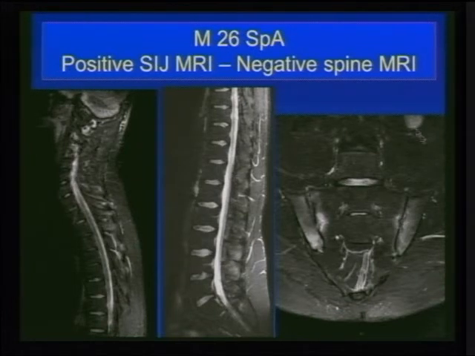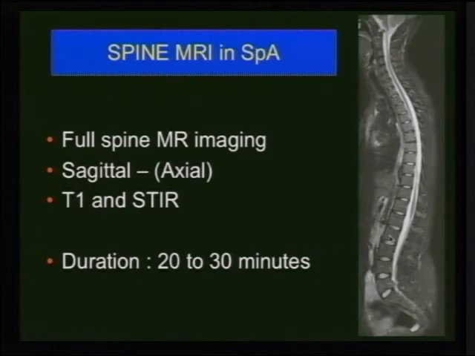This patient has positive bilateral sacroiliitis, no question about this. There is no evidence of changes in the spine, neither thoracic, nor lumbar, nor the cervical. So this one is free from the spine point of view and positive from the SI joint point of view. You need to do the three areas, which are the cervical, dorsal, and lumbosacral regions, which is the whole spine technique. You do them in the sagittal and axial and the STIR and T1 weighted images.